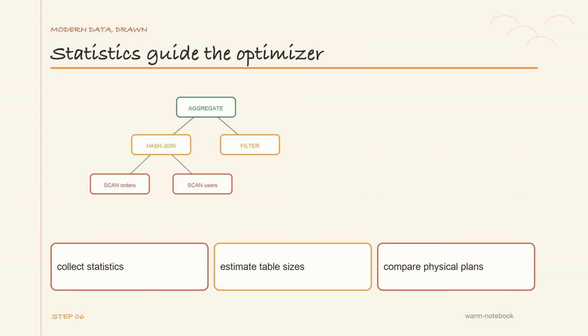Read the drawing from one idea to the next. Collect statistics, then estimate table sizes, then compare physical plans. You do not need to memorize every implementation detail yet. Focus on what moves, what stays fixed, and why the system does less unnecessary work.